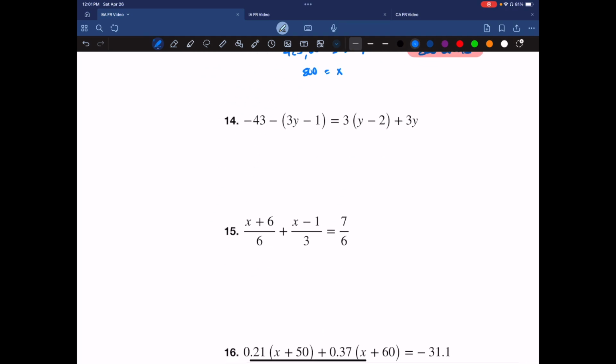Okay, on 14, all right, this is going to be negative 4(3y plus 1)... I'm going to distribute that negative, so it's going to be minus 3y plus 1 equals, distribute the 3, that's going to be 3y minus 6 plus 3y. Okay, so that's going to be negative 42 minus 3y equals 6y minus 6. All right, I'm going to add the 3y to both sides, so it's going to be negative 42 equals 9y minus 6. I'm going to add the 6 to both sides, it's going to be negative 36 equals 9y. And so after you divide by 9, you get y equals negative 4.